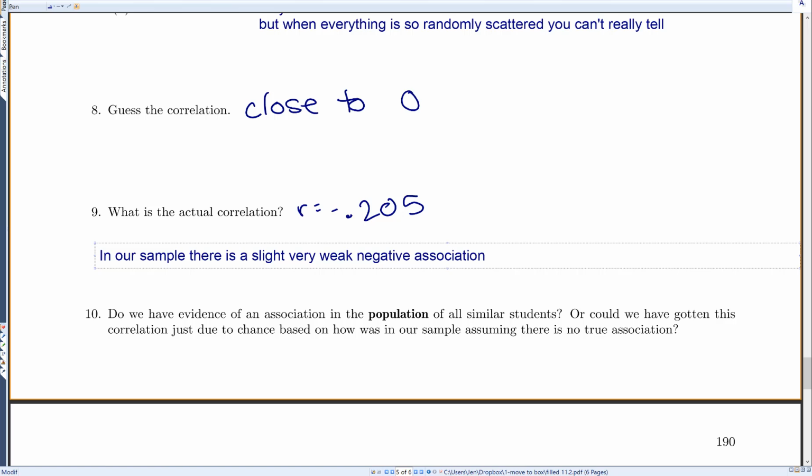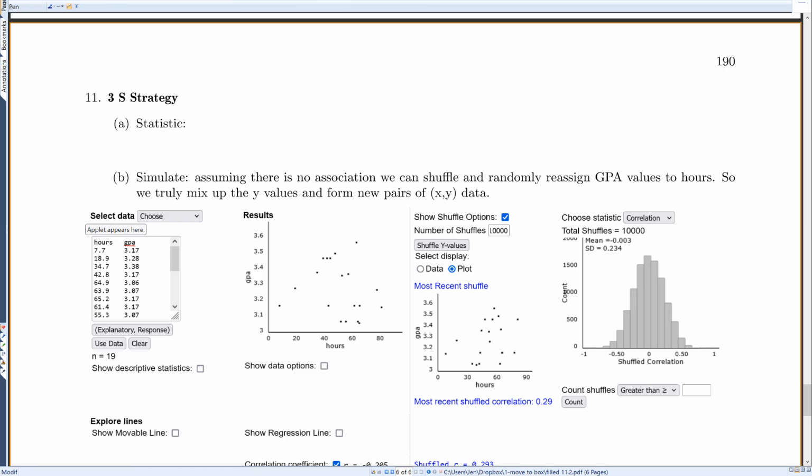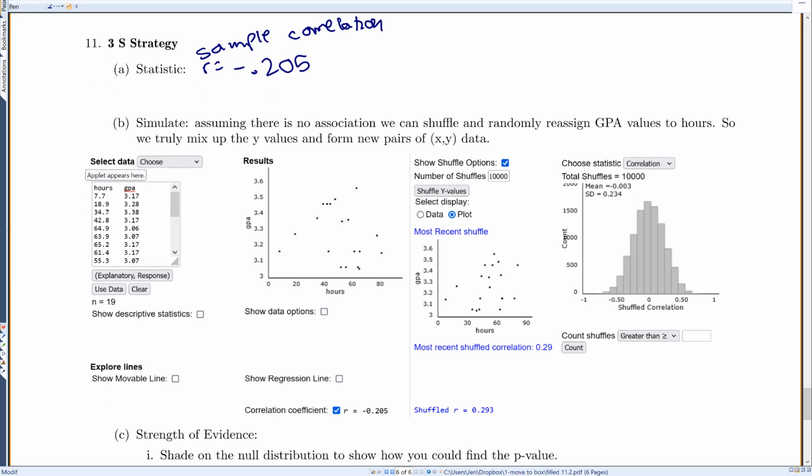So let's use the 3S strategy to figure it out. The strategy says first you need a statistic, and we're going to use our sample correlation of r equals negative 0.205. That's going to be our statistic. Then we simulate. We assume that there's no association, and we can just shuffle and randomly reassign GPA values, these are y values, to our x values. So we truly mix up the y values and just form new pairs of x, y data.